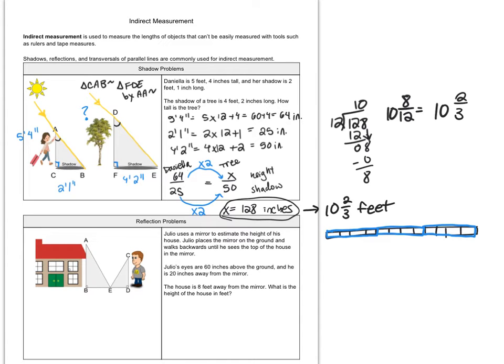So what would 2/3 be? Well, let me shade 2 of these thirds. There we go. And you can tell now that that's the same thing as 8 inches. So 128 inches is the same thing as 10 foot 8. So those two answers mean the exact same thing. You can use whichever one you want.